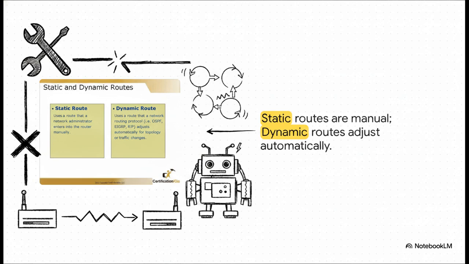Dynamic routing, on the other hand, uses protocols like OSPF. These routers are constantly talking to their neighbors. They automatically learn the network map and adjust their routes on the fly when traffic spikes or equipment goes down.